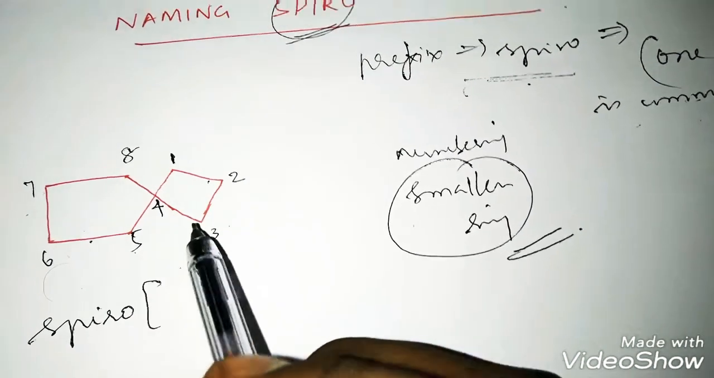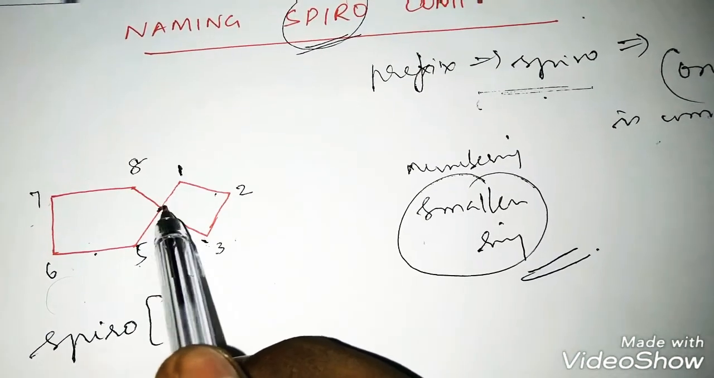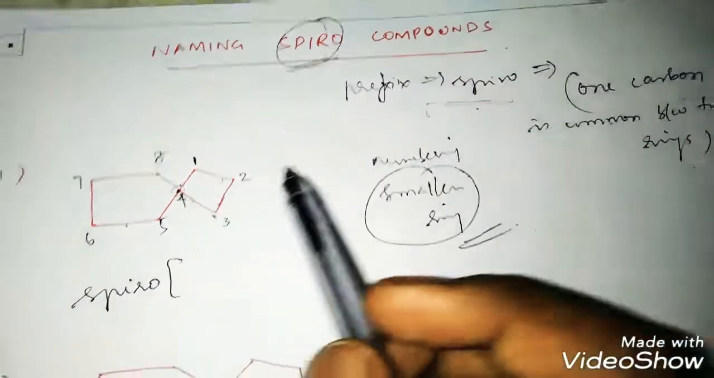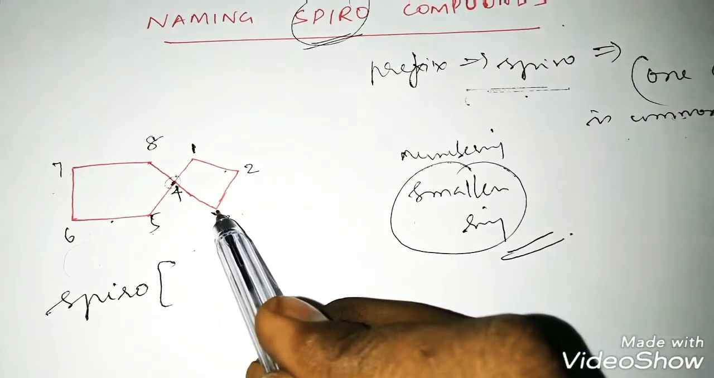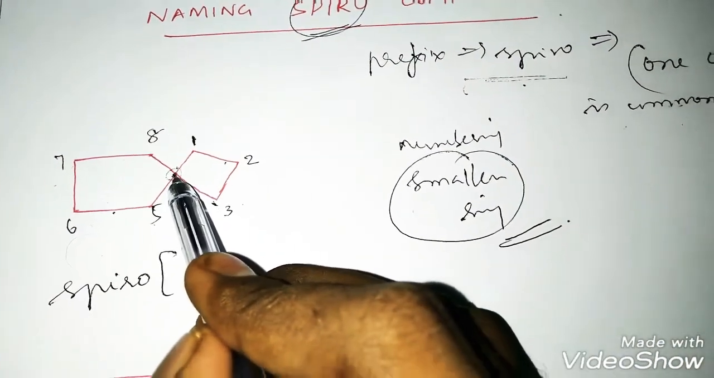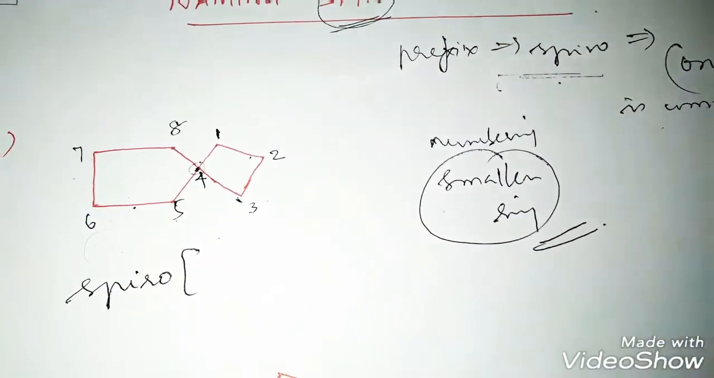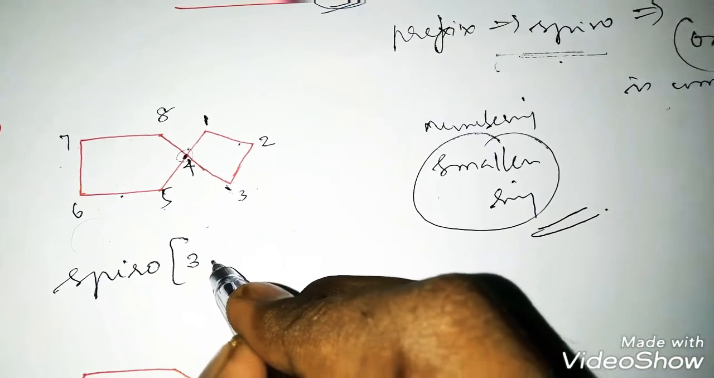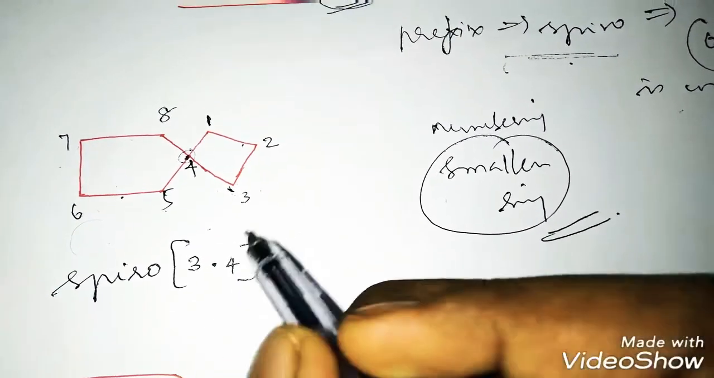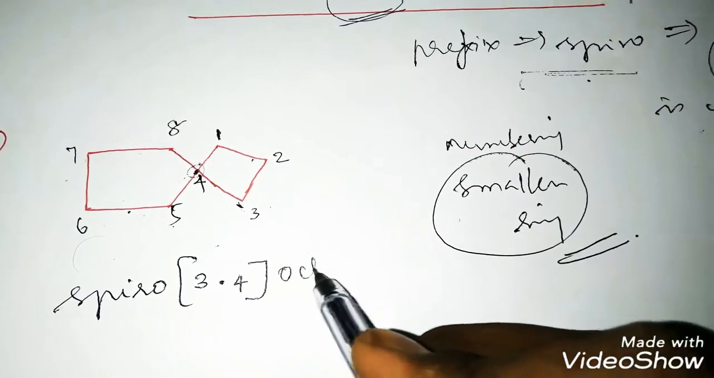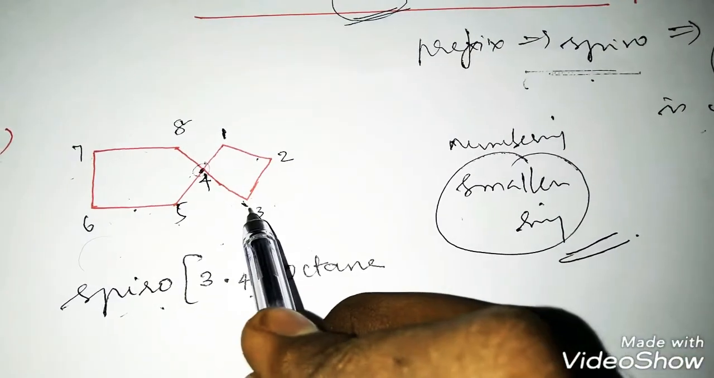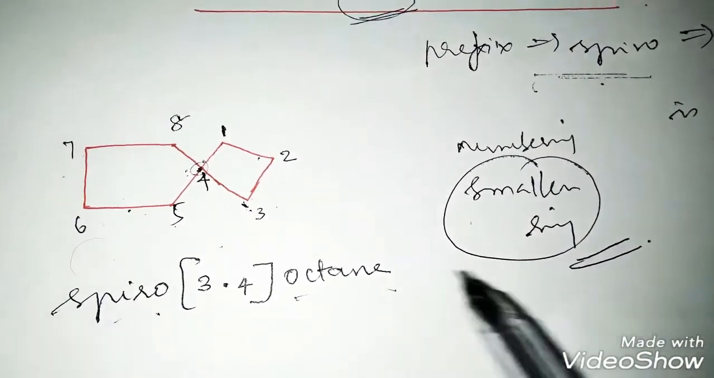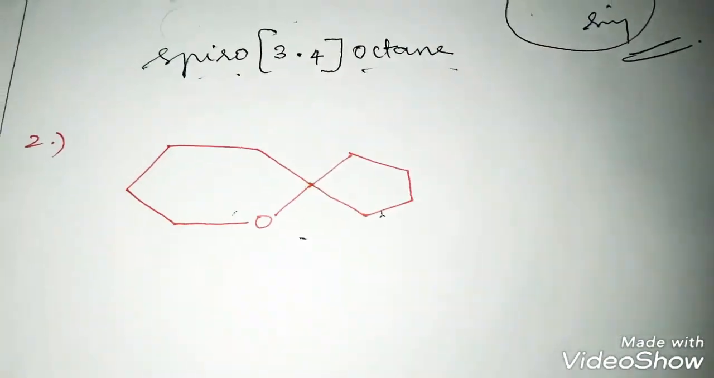See, one carbon is common between 2 rings. So I'll be writing this as 3,4. Then there are 8 members in total, I use oct, and all are single bonds, so it is ane. So Spiro[3.4]octane. Now let us move to the other example.